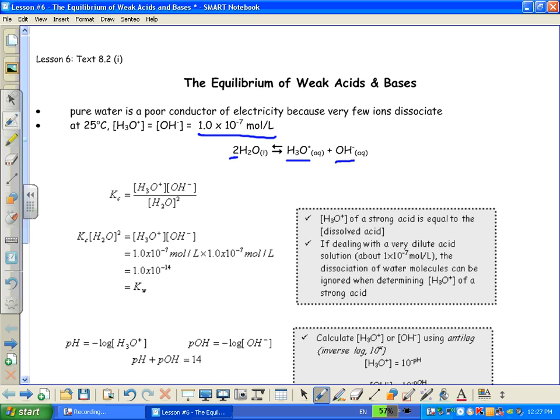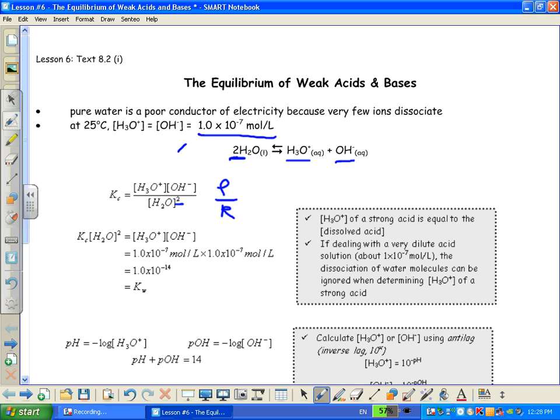Looking back at writing out our equilibrium formulas from 7.3, so our last unit, remember that we always do products over reactants. So in this case, you'll see on top we have our concentration of our hydronium ions multiplied by the concentration of our hydroxide ions. And then we divide that by our water, and you'll see here we have it to the power of 2, and that's because of our 2 moles in front here. We can then rearrange this formula and bring the water to the power of 2 to the other side.